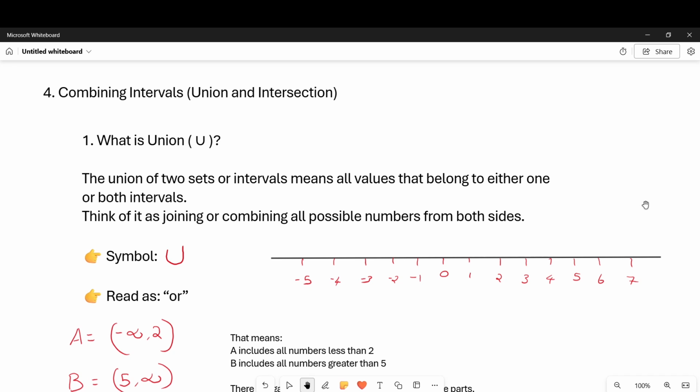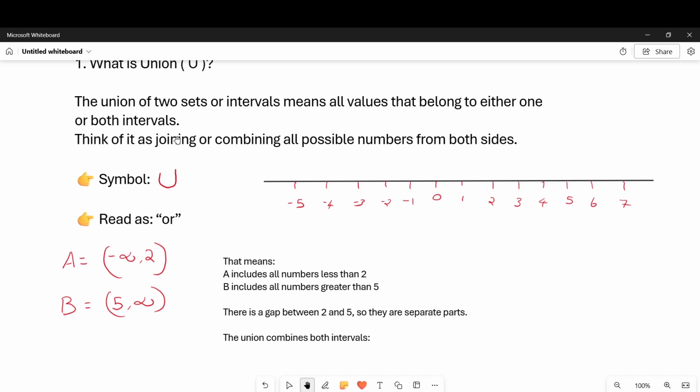So let's start. What is union? The definition says the union of two sets or intervals means all the values that belong to either one or both intervals. Think of it as joining or combining all possible numbers of both. I'll explain it with a simple example here. See, A, the first interval notation, is minus infinity to 2. What does that mean? A includes all the numbers less than 2.